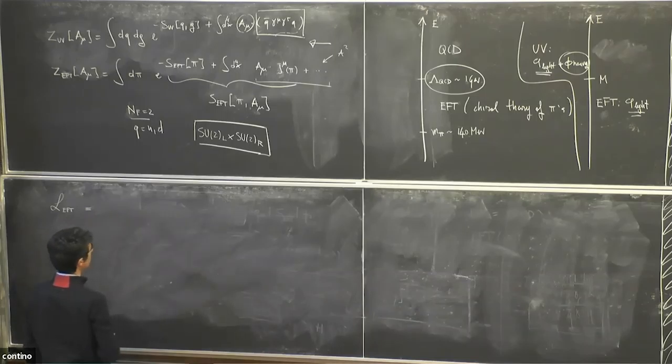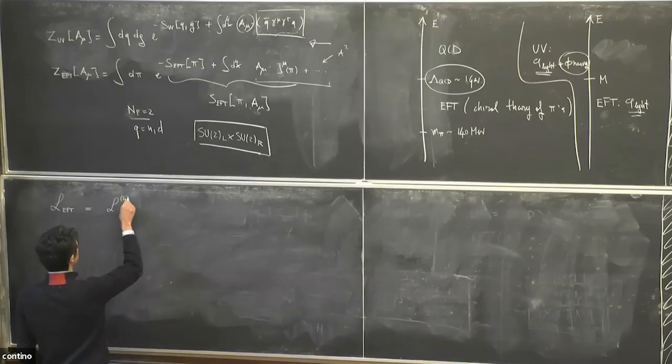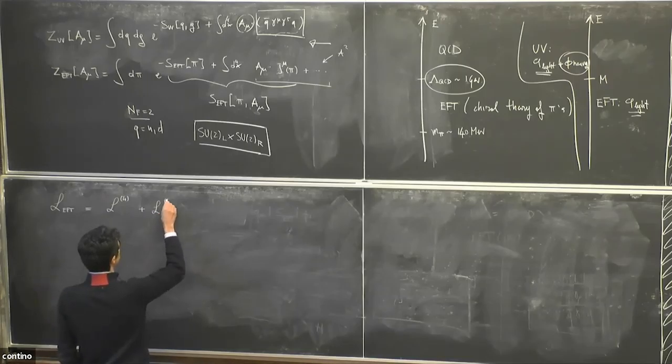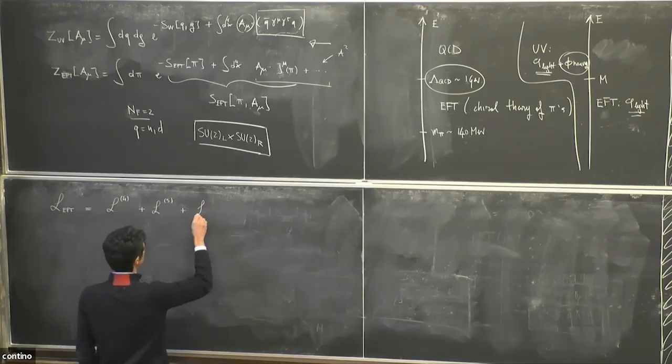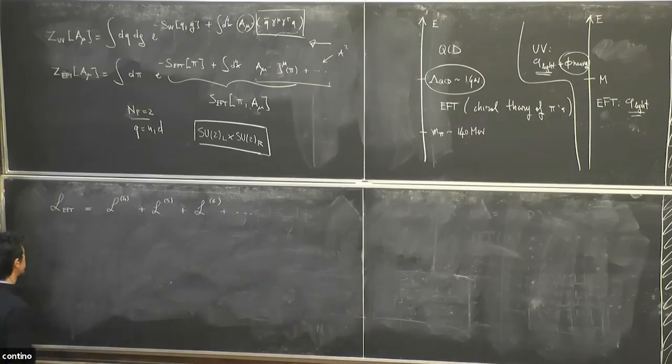Well, consider a situation in which your effective field theory involves an expansion, a series of operators with increasing dimensionality. So you will have, in particular, a term with the renormalizable operators, then you will have a term with dimension 5 operators, dimension 6, and so on.